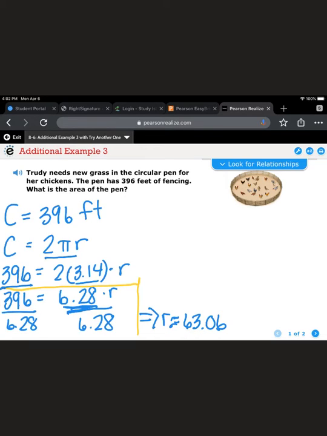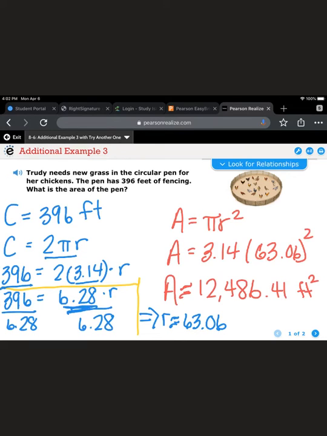Now you may have found the diameter first, which was probably about 126, and then you had to divide it by 2 to find the radius. Now that I have the radius, I'm going to use that to find the area. So I have the area is about 12,486, give or take, feet squared.